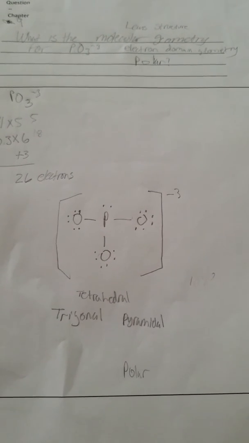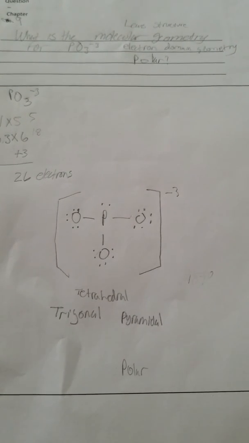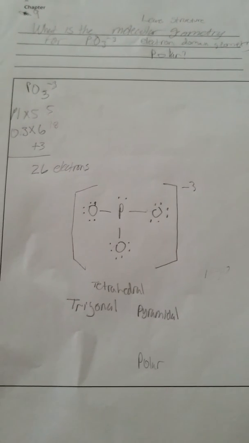So that answers those questions, and that's how you find the Lewis structure, molecular geometry, electron domain geometry, and the polarity of the phosphite anion with a -3 charge.